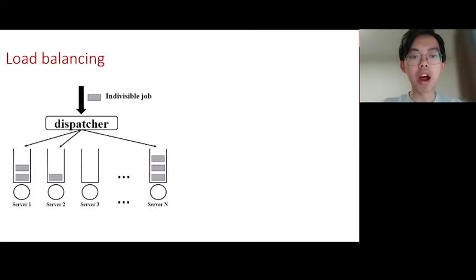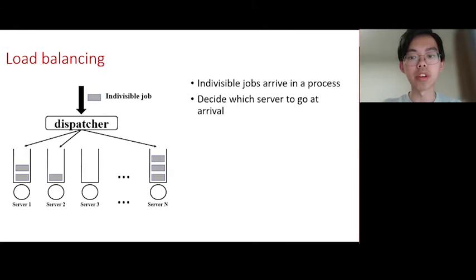Load balancing is a key part in today's data center because there are hundreds of millions of jobs submitted to the data center every day. And the data center has to balance the traffic load among thousands of servers. In the classical model of load balancing, there are in general a dispatcher and multiple servers. Indivisible jobs will arrive into the system in a random process, and what the dispatcher needs to do is to route one job to one server when it arrives. The goal is to minimize the job delay in data centers.